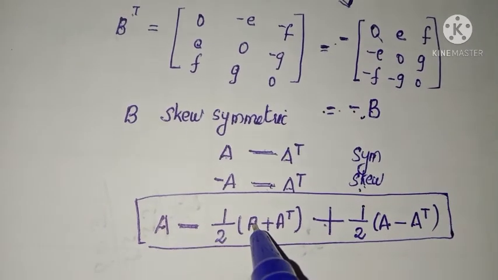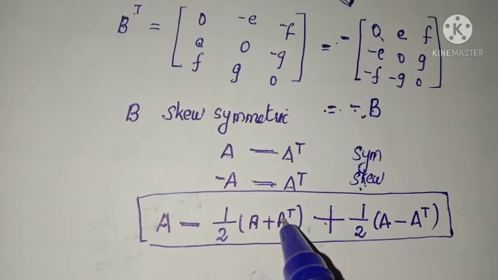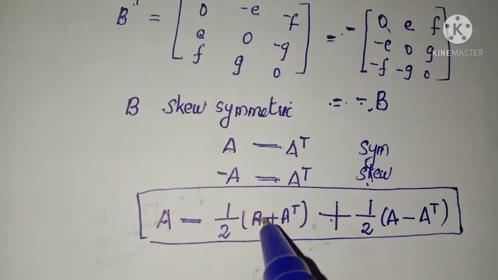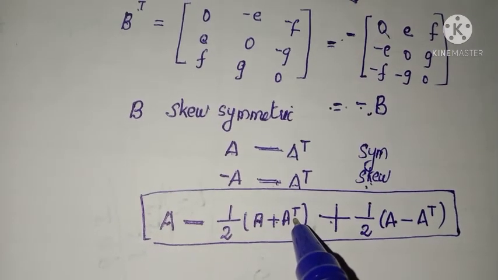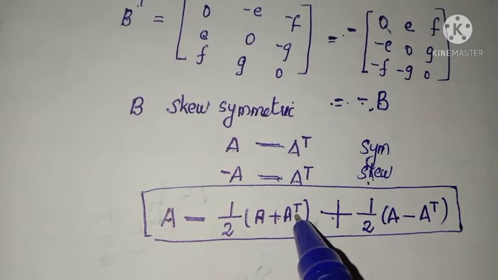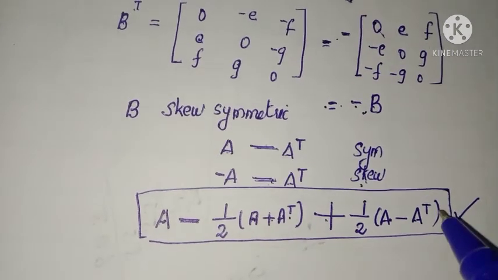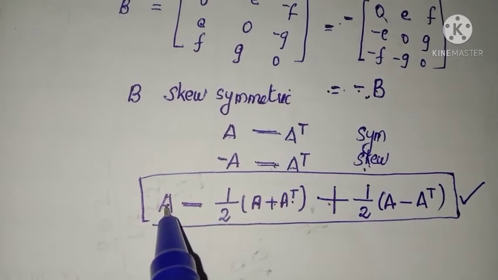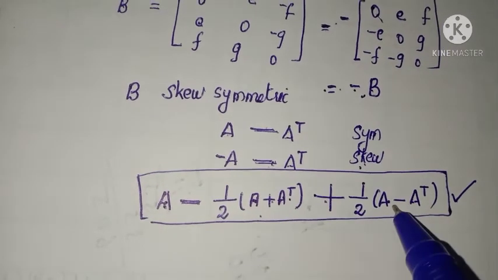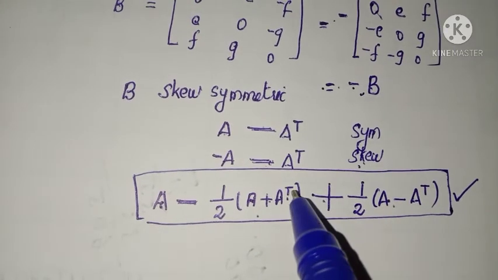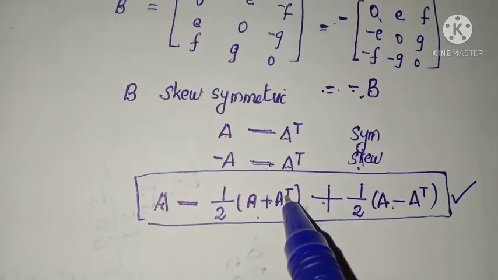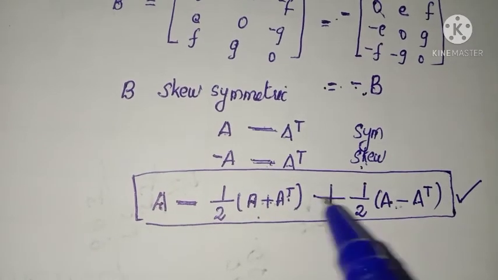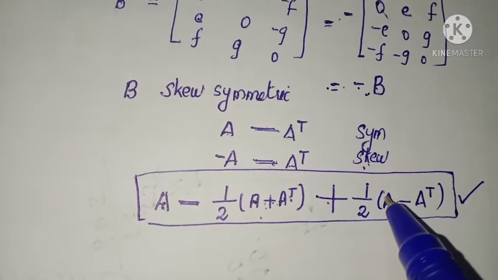Listen, if A is a symmetric matrix, then A transpose is also symmetric, and as a result A plus A transpose is a symmetric matrix. Okay, anyway you have to learn this result by heart. Suppose there is a question to express a square matrix in the form of symmetric and skew symmetric. You have to find the transpose of the given matrix and find the sum and the difference and substitute both the matrices in this expression.